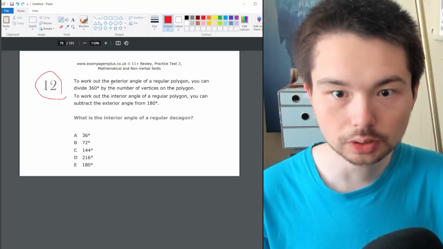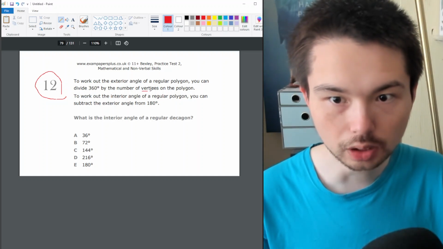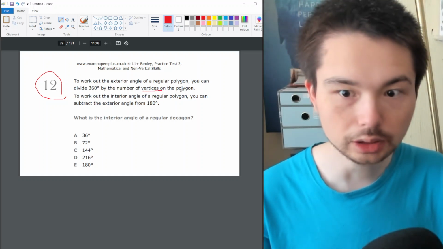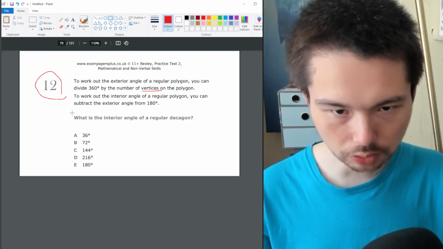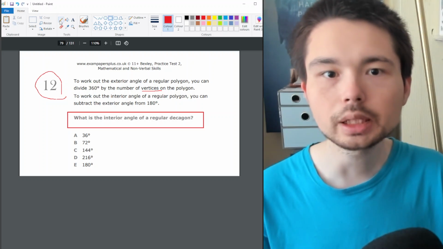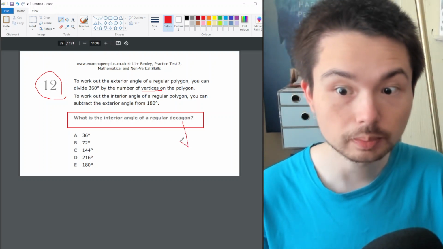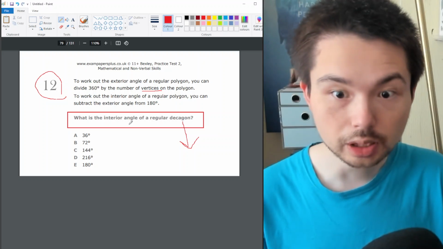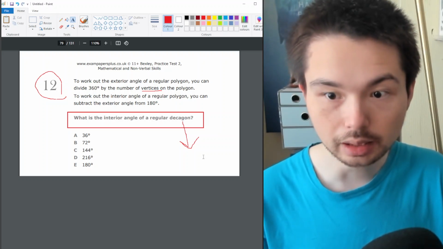To work out the exterior angle of a regular polygon, you divide 360 by the number of vertices of the polygon. Already that just sounds complicated. Because it's such a wordy question, if you're my student, I've told people, you need to go for the end bit. Read it first, then you know what's actually important, what to actually look for. What's the interior angle? That means inside of a regular decagon. Now that is a 10-sided shape.